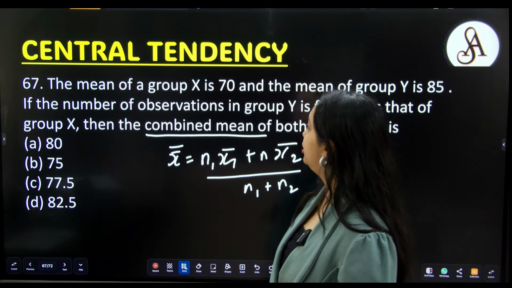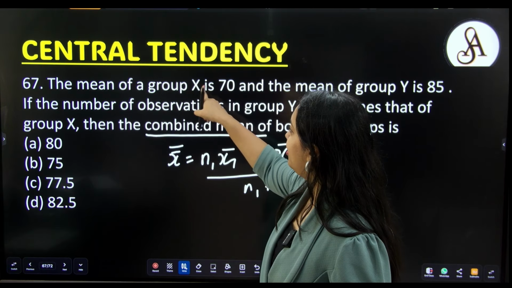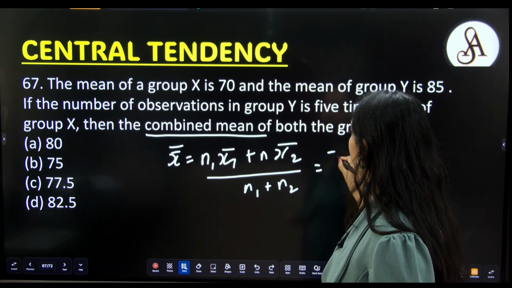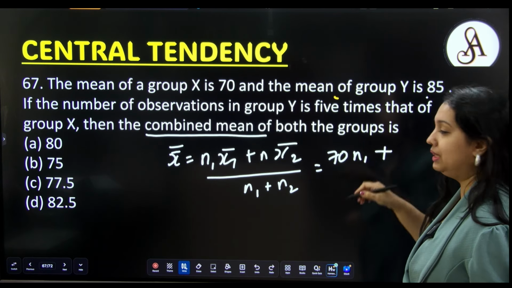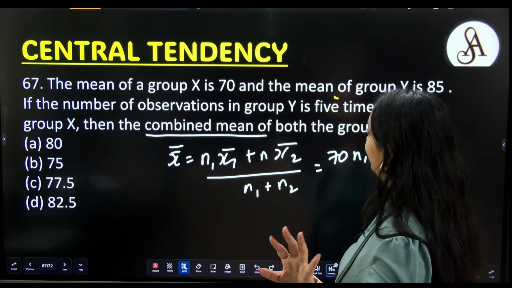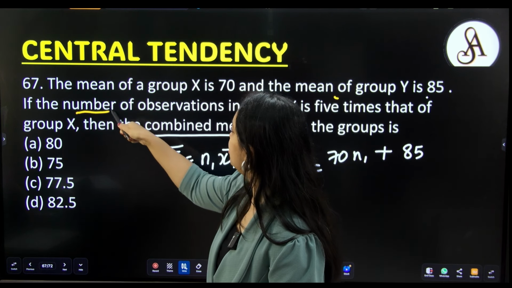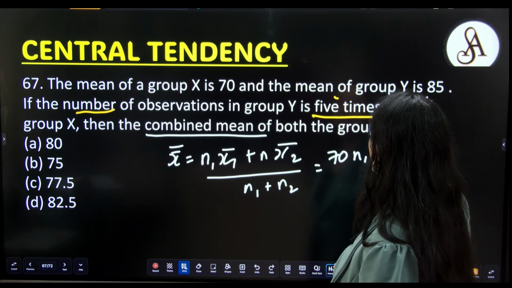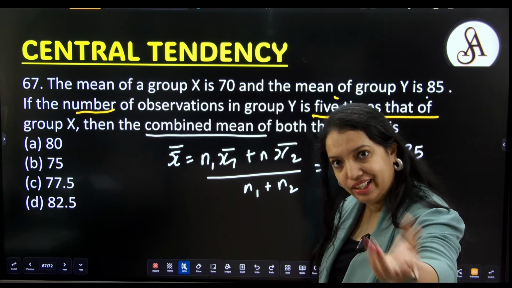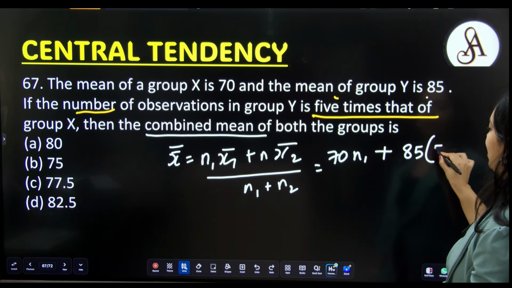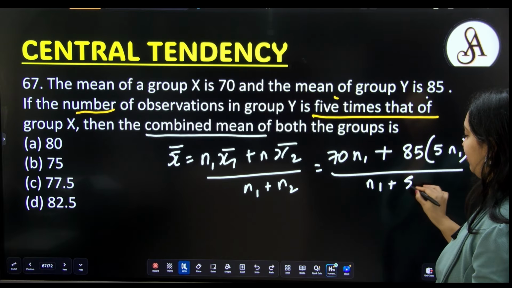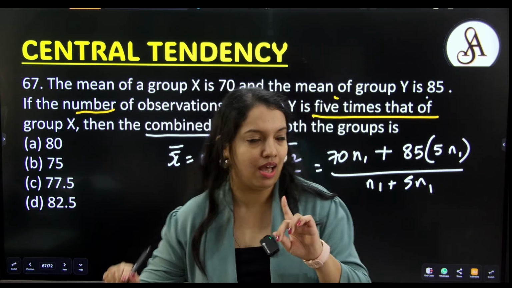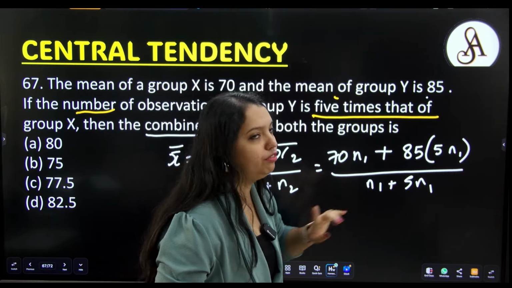Instead, they have given the relationship that mean of x is 70. So 70 n1 plus mean of second group is 85, 85 into n2. For that, they have given the relation: the number of observations in group Y is 5 times of group X. So 5 times of n1. In the bracket, I'll take 5n1 divided by n1 plus 5n1. I hope everyone understood. I have replaced n2 value with 5n1.